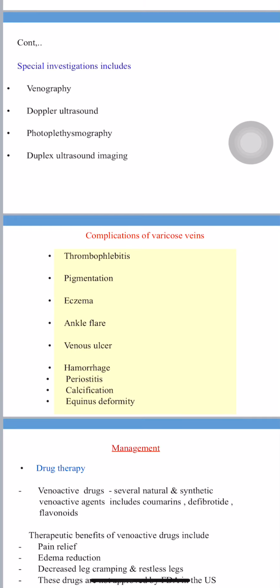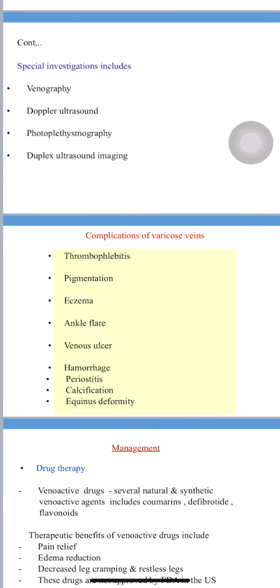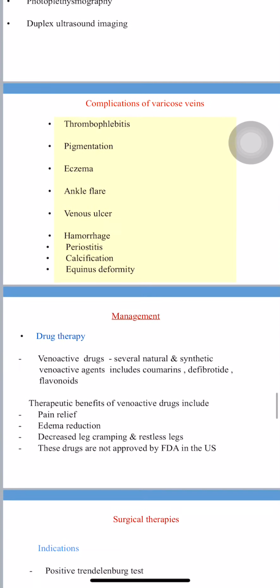Next is equinus deformity, another complication of varicose vein. Equinus deformity of the foot may result from long-standing varicosity. This is due to the bad practice of the patient walking on the toes for relief of pain due to the varicosity. So these are the complications of varicose vein: thrombophlebitis, pigmentation, eczema, ankle flare, venous ulcer, hemorrhage, periostitis, calcification and equinus deformity. Next is about the management.